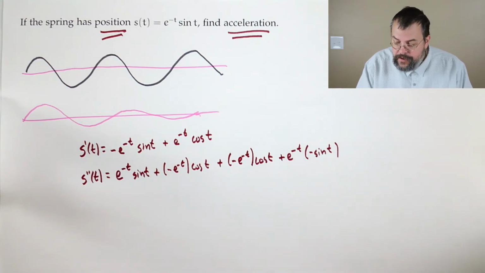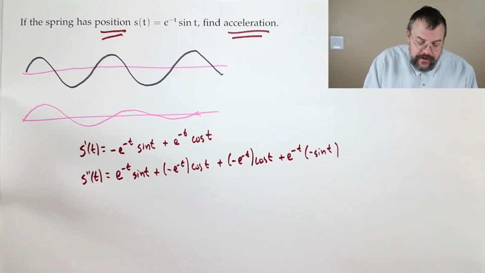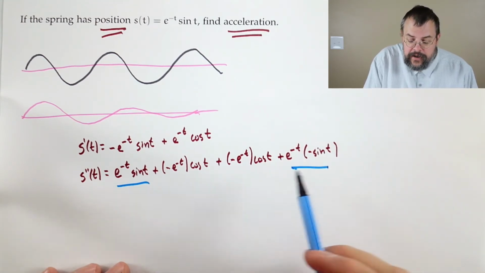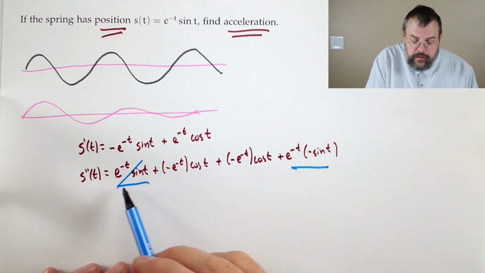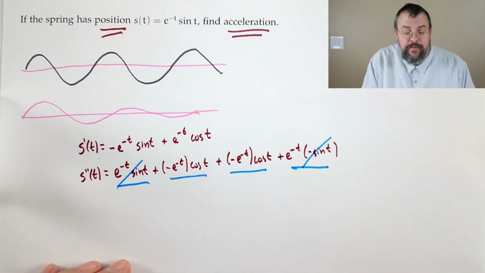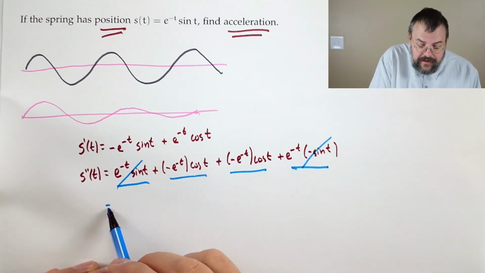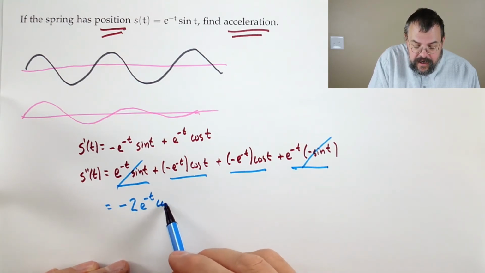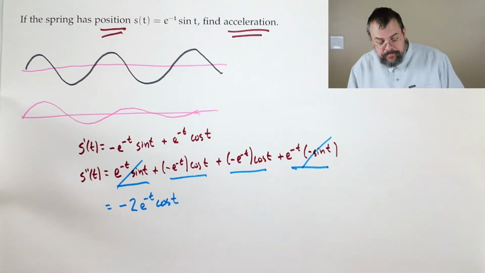Well, there's two things. First off, if you look at the first and the last terms, they are going to cancel out. So that's nice. If you look at the middle terms, they combine. So what you get is minus 2 e to the minus t times cosine t.